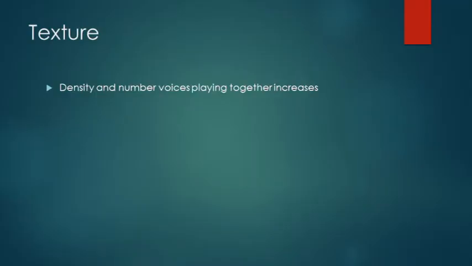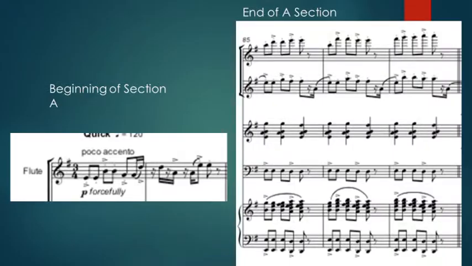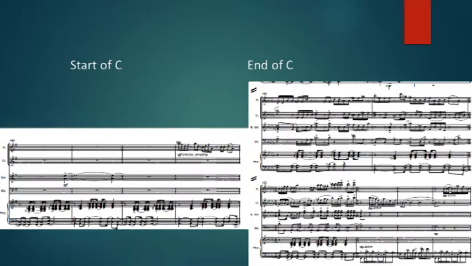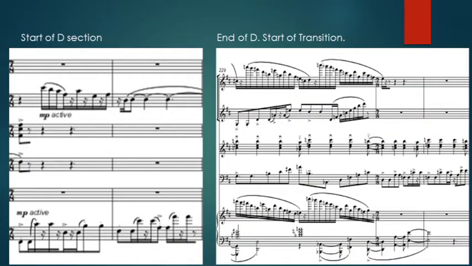The third element of process two is going to be the textural element. This is going to be the density and the number of voices playing together. It's going to be basically me talking about the exact opposite of what I was talking about with the rhythmic dissonance. We're always going to start with one or two instruments playing. You can see that in the A section, the B section, the C section, and the D section alike until we get to E. Every section is going to start off small and then build to the end.